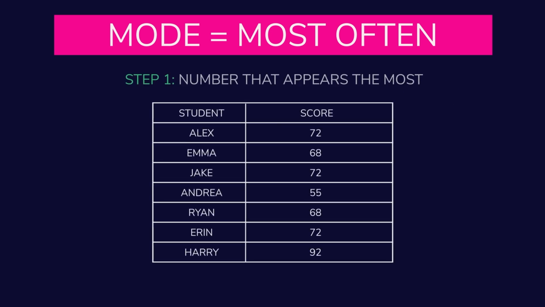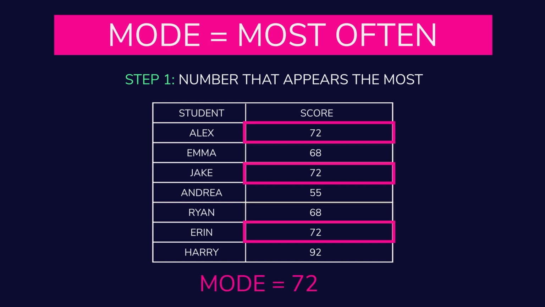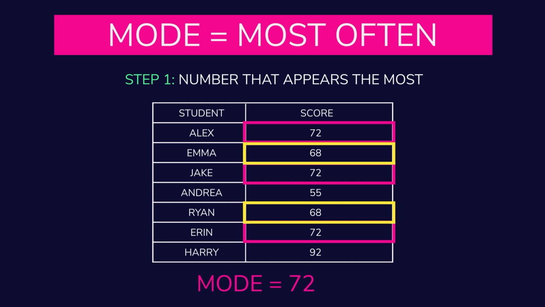Let's analyze the test scores of the following students. 72 appears the most, 3 times, so the mode is 72. Did you notice that 68 appears twice? Well, that's because this dataset has 2 modes, 72 and 68. Simple, easy, and just like that.